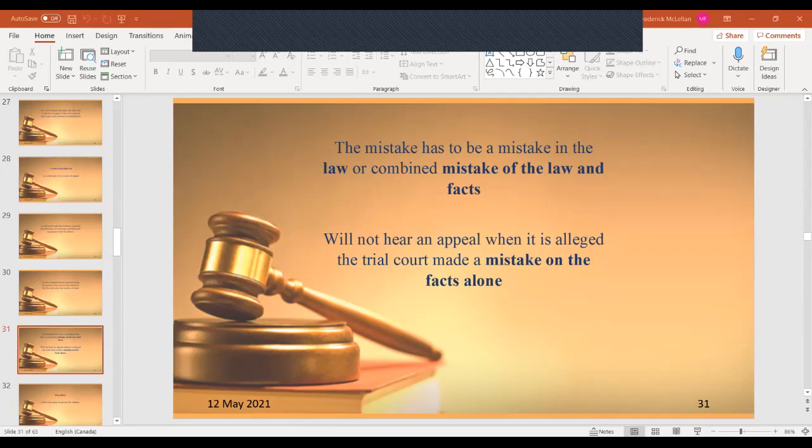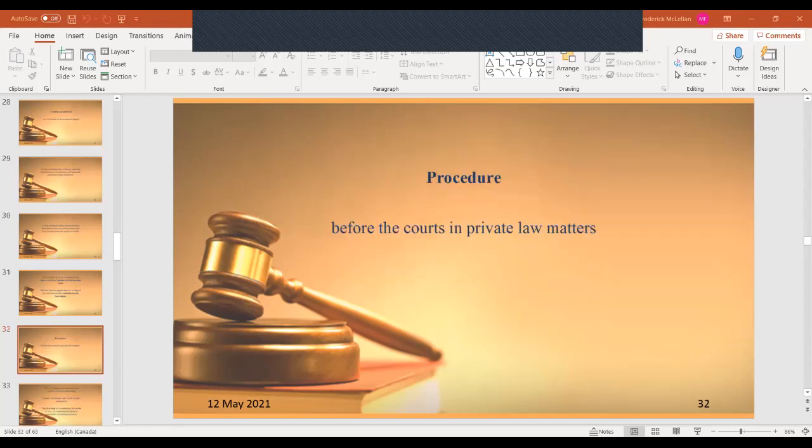Appeals won't be heard when it's alleged as a mistake on the facts alone. So it won't be heard basically when the jury, for instance, makes a finding and the finding is only based on fact and has no law attached to it.